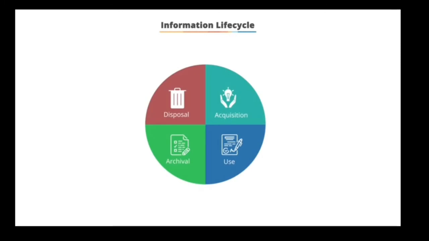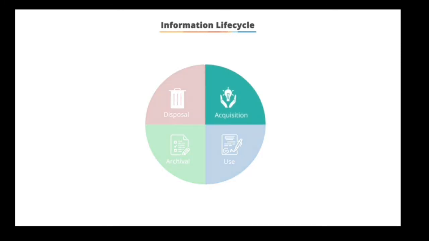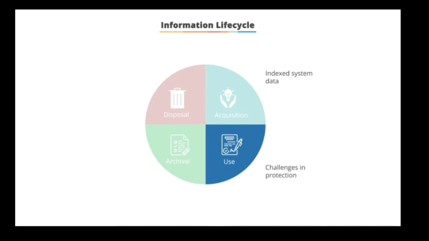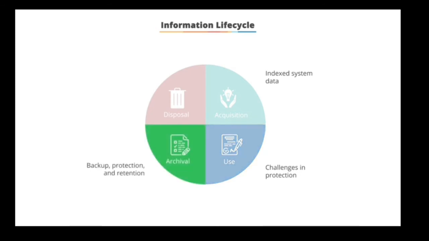Information life cycle. First, we acquire it. We copy or create. We get system data and business process data attached. Information is indexed. We deal with the use of the data. This presents the most challenge in protection.